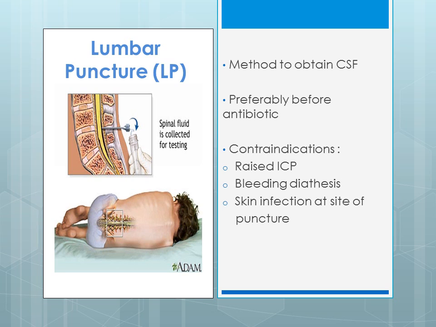Lumbar puncture is a method to obtain cerebrospinal fluid for analysis. It should be performed as early as possible if CNS infection is suspected, preferably before antibiotic is administered. Contraindications to lumbar puncture include raised intracranial pressure, as it may cause the patient to have brain herniation, bleeding diatheses such as coagulopathy, and skin infection at site of puncture.